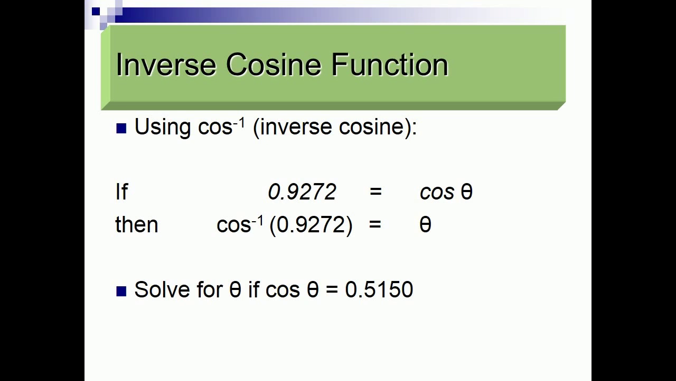Using cos inverse, the inverse cosine. If 0.9272 equals cos theta, then theta equals cos inverse of 0.9272. Solve for theta if cos theta equals 0.5150.